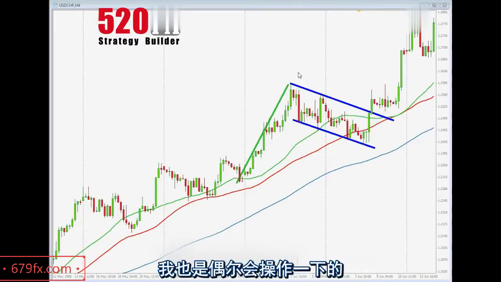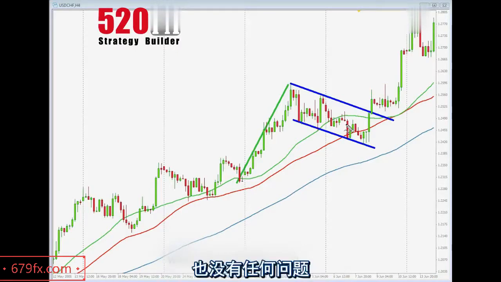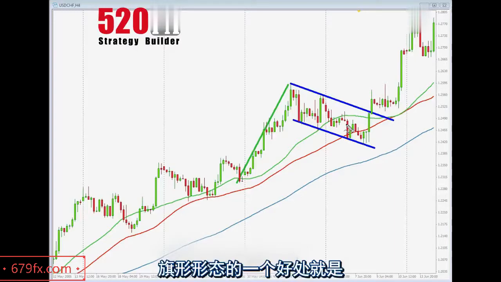Nonetheless, flag breakouts, I definitely do trade them. It's just, in my opinion, a little bit more difficult, but still I trade them just fine, and they do work. You just need a little more experience to profit from them. The good part about flag formations is that they happen everywhere.